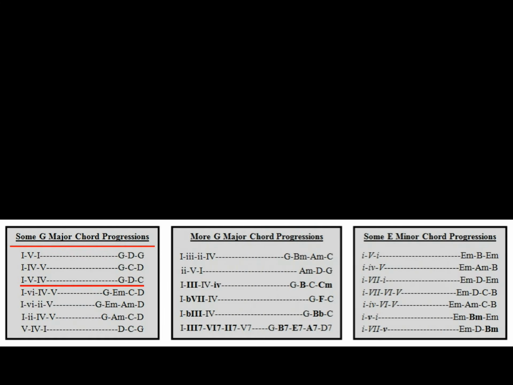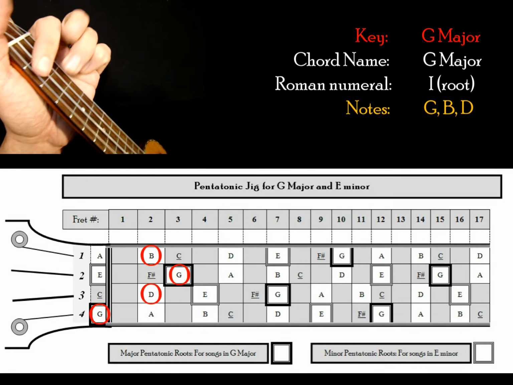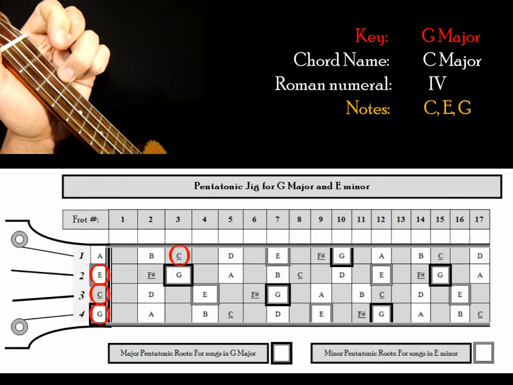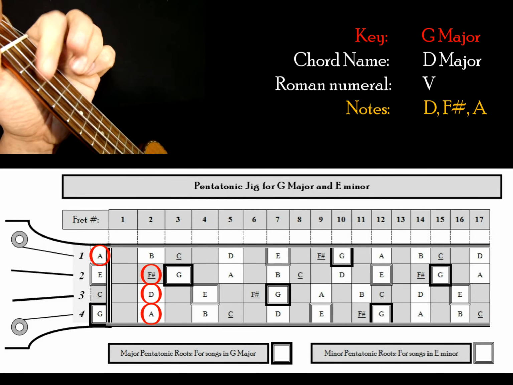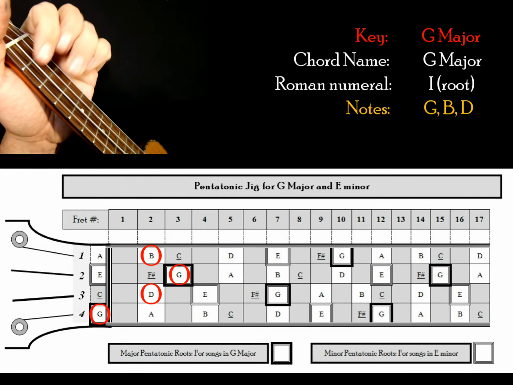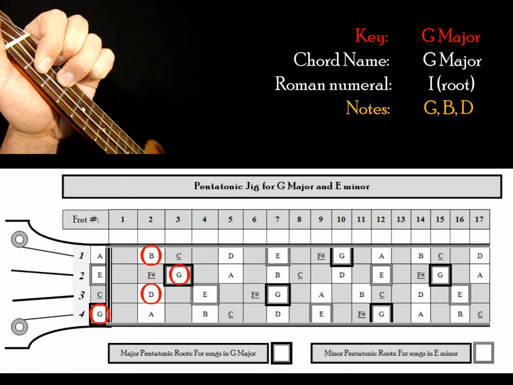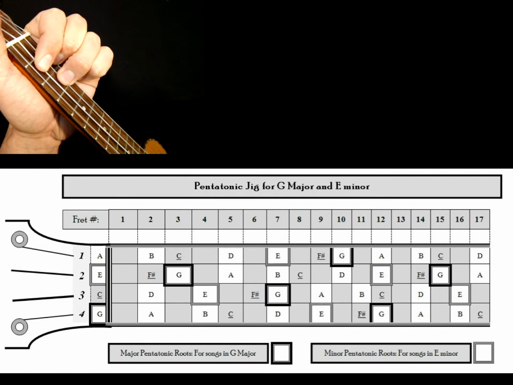Another common chord progression is a 1-5-4 progression. And if you look on the chord progressions boxes, you'll see that a 1-5-4 progression in the key of G major is G major, D major, C major, G major, D major, C major, and it sounds just like that.